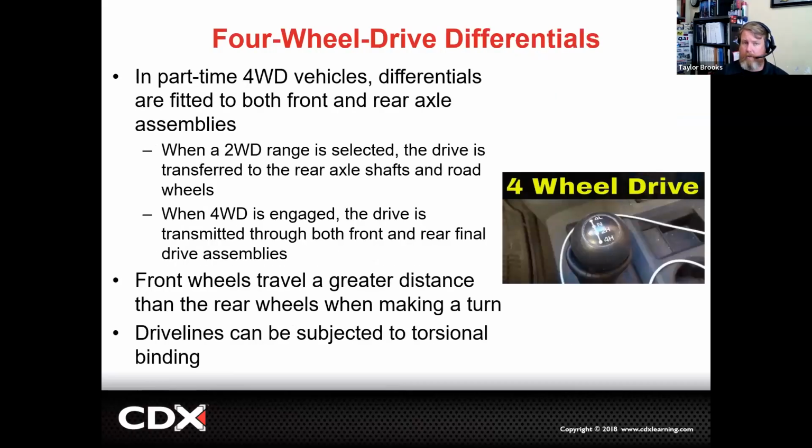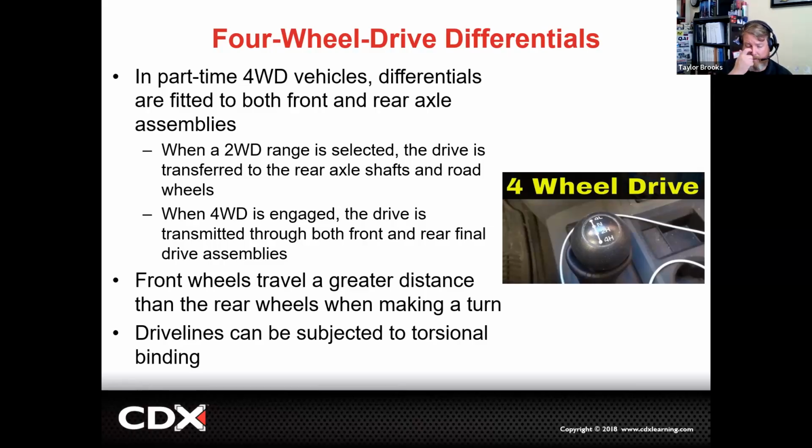Now, our part-time four-wheel drive system, again, is going to be pretty typical. We usually will have some way that we can engage or disengage the front axle so that we can send torque through it. Just because you have the system in four-wheel drive does not necessarily mean you have all four wheels driving, and it's going to be a scenario where you might have to get out and lock hubs.